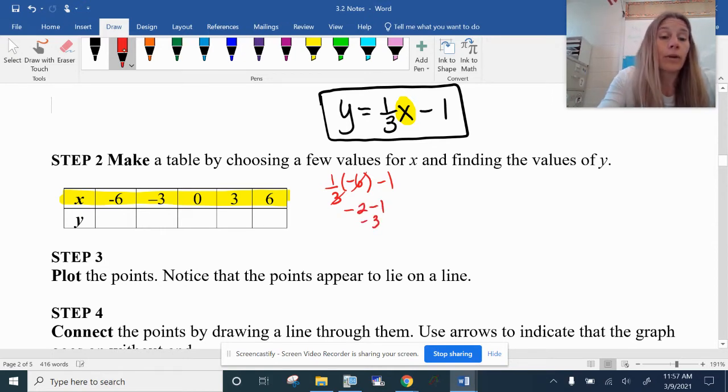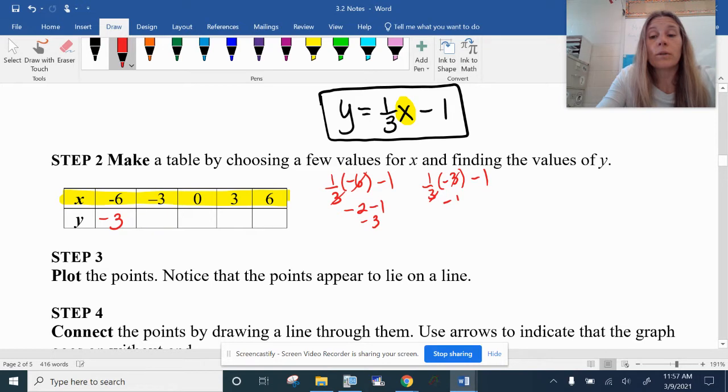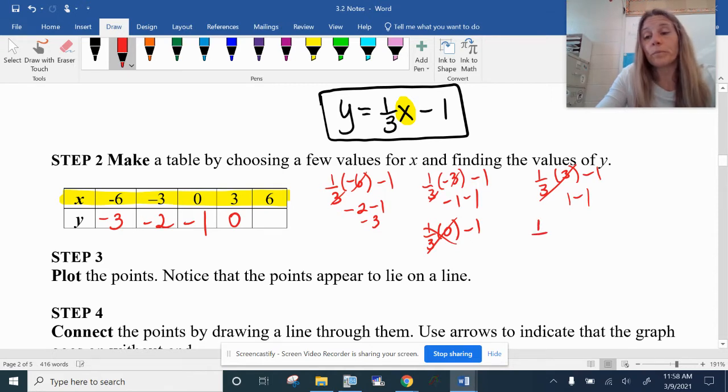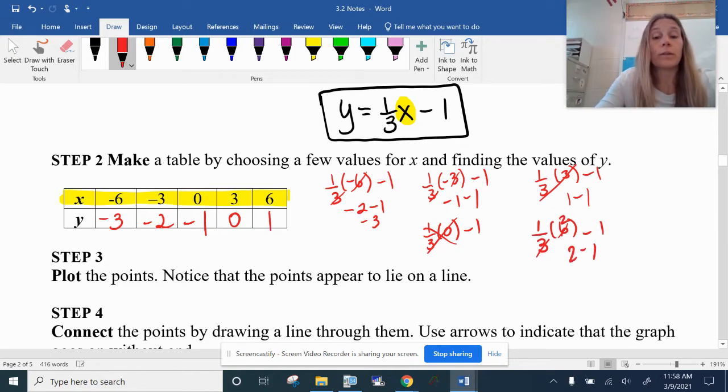So this is -3. Now if I do 1/3 times -3, the 3's cancel, so I have -1 minus 1, which is -2. Of course, if I do 1/3 times 0, that all cancels out, and I'm just left with my -1. 1/3 times +3, the 3's cancel. 1 minus 1 is 0. And 1/3 times 6, the 6 and the 3 reduce, and I have 2 minus 1, which is 1.